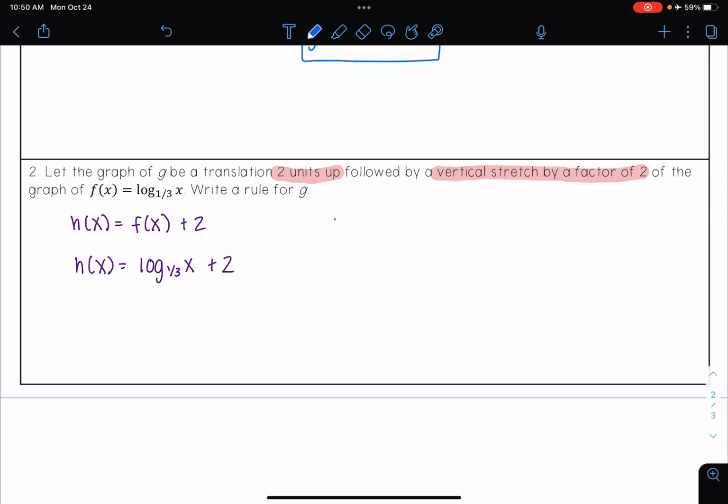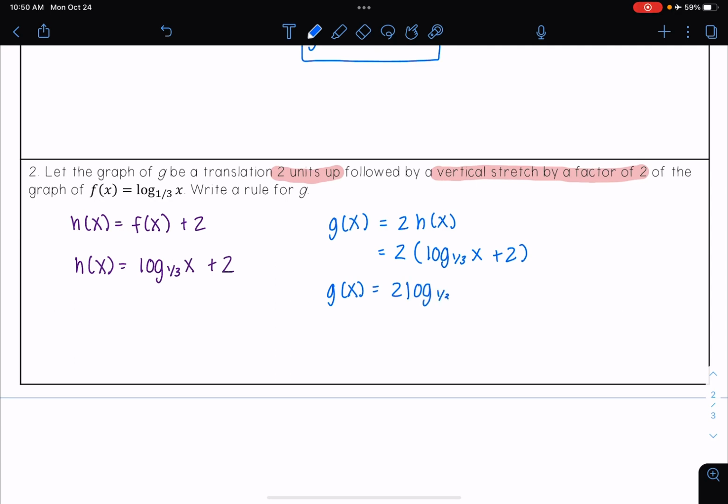Okay, and then for my function g of x, I am following that with a vertical stretch by a factor of 2. So for a vertical stretch, I am multiplying the function by 2. So I'm going to say this is equal to 2 times h of x. So that means it's 2 times log base 1/3 of x plus 2. And so when I distribute that 2, I get that g of x is equal to 2 log base 1/3 of x plus 4.